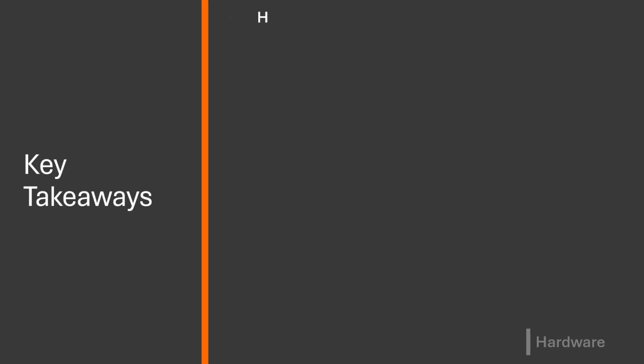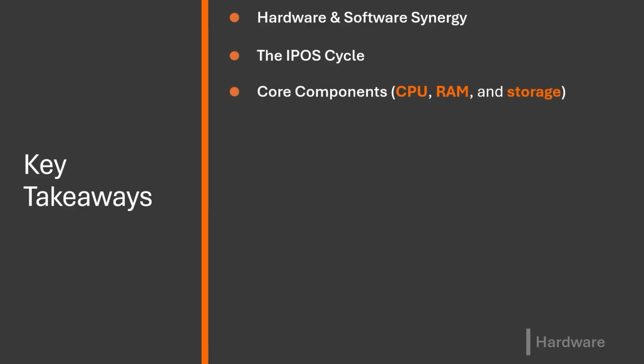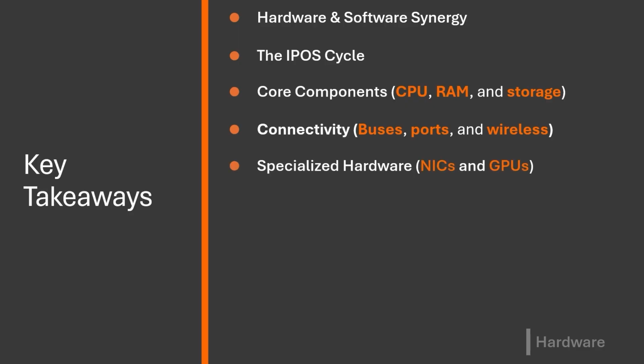To summarize, hardware provides the infrastructure, while software directs it by sending instructions to perform tasks. Computers process data through a cycle of input, processing, output, and storage, which ensures efficient data flow. The CPU, RAM, and storage are essential for processing, storing, and managing data in a computer system. Buses, ports, and wireless connections enable communication between different components and external devices. NICs enable network connectivity, and GPUs handle graphics processing tasks.